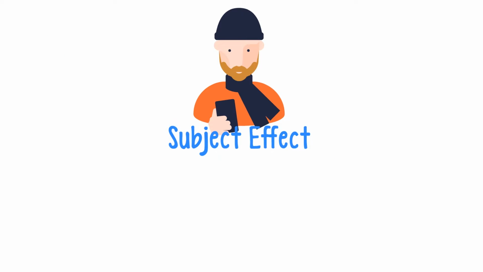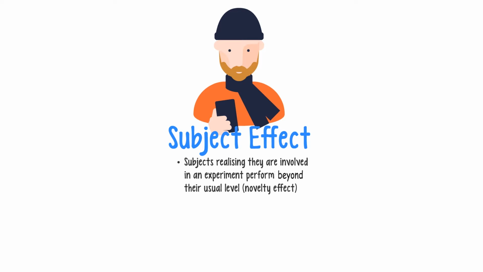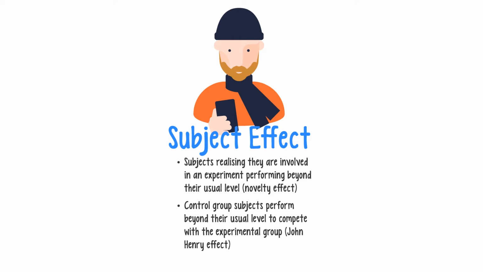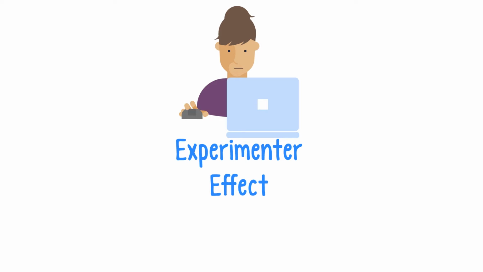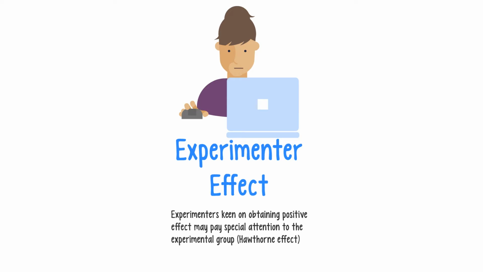Subject effect is a situation where the subjects who realize that they are involved in an experiment may perform beyond their usual level. This is known as novelty effect. Subject effect also happens when control group subjects perform beyond their usual level to compete with the experimental group. This is known as the John Henry effect. Experimental effect means that the experimenter, who is keen on obtaining positive effect of the experiment, may pay special attention to the experimental group, and this is also known as the Hawthorne effect.